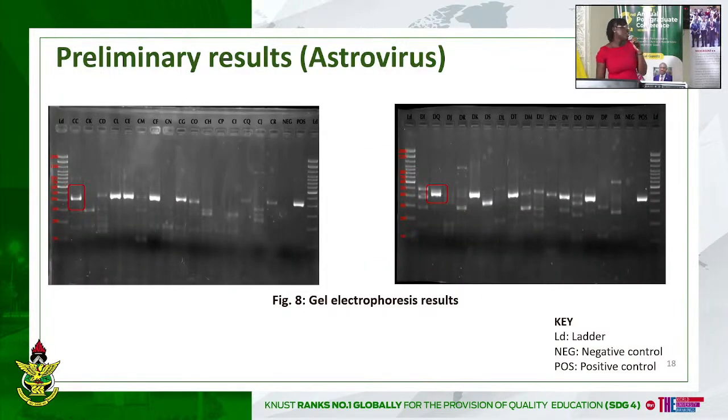This is also a representation of the gel electrophoresis results. The required band size of the astrovirus is around 438 base pairs, and you could see the bands in the red box. They are around 438 base pairs. If you map it to the positive control, you could see these 2 are positive. They were sent for Sanger sequencing, just to confirm if it's actually astrovirus, and they are.